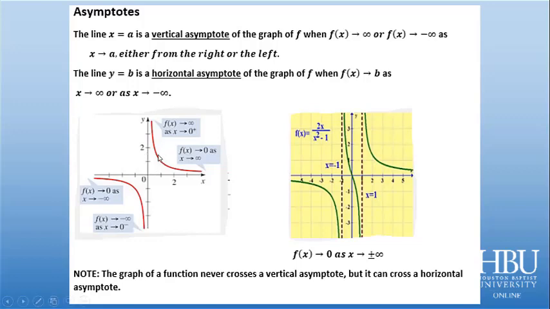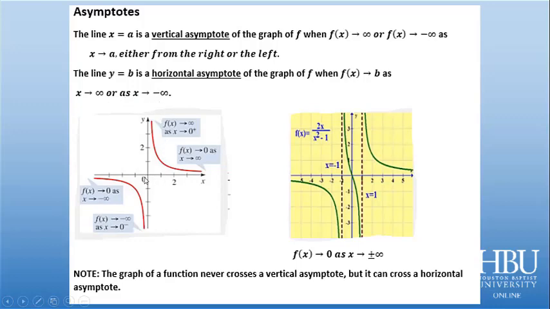As x approaches 0 from the right, f of x is approaching infinity. And as x approaches 0 from the left, f of x is approaching minus infinity. The line y equals b is a horizontal asymptote of the graph of f whenever f of x approaches b as x approaches either infinity or minus infinity.